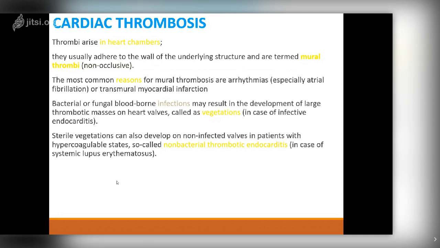If there is superimposing of bacterial or fungal infection on the cusps, in this case we can see formation of huge thrombotic masses or vegetation. These vegetations we are discussing in the case of bacterial endocarditis. In some cases, we can see sterile vegetations in patients who have hypercoagulability state, for example, in some autoimmune diseases like systemic lupus erythematosus.